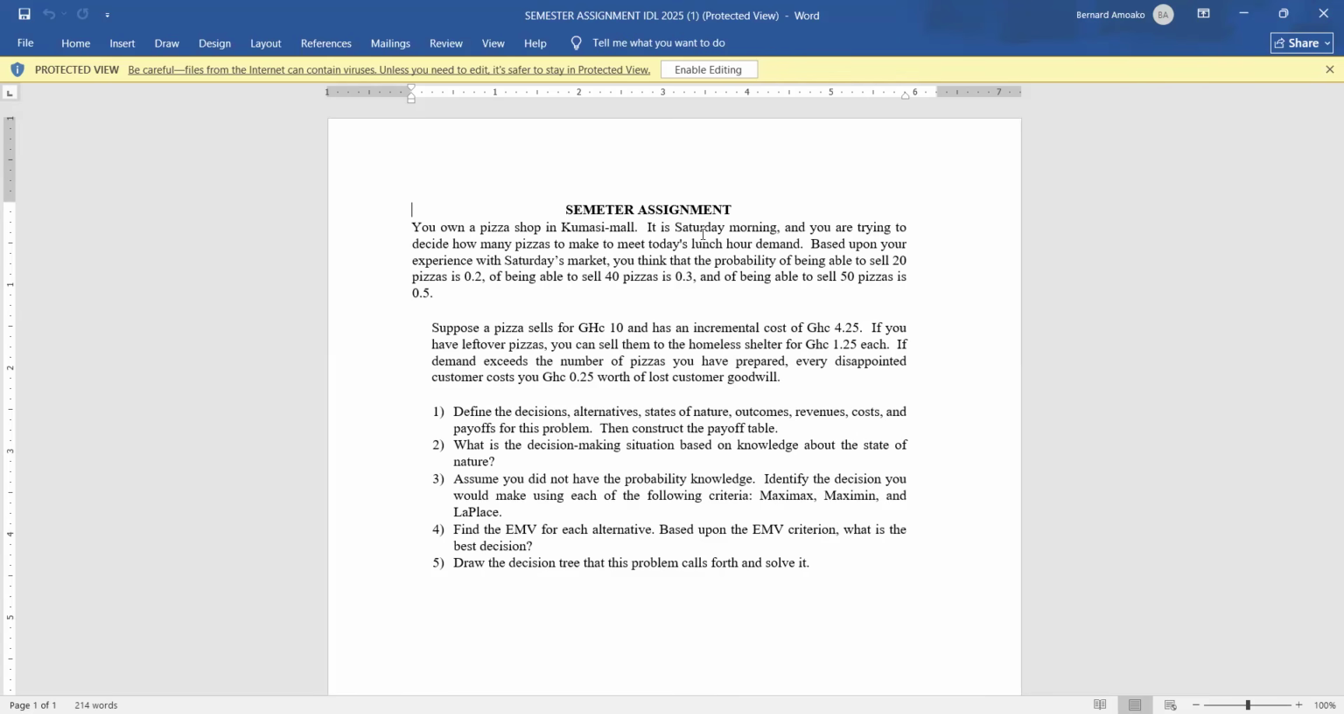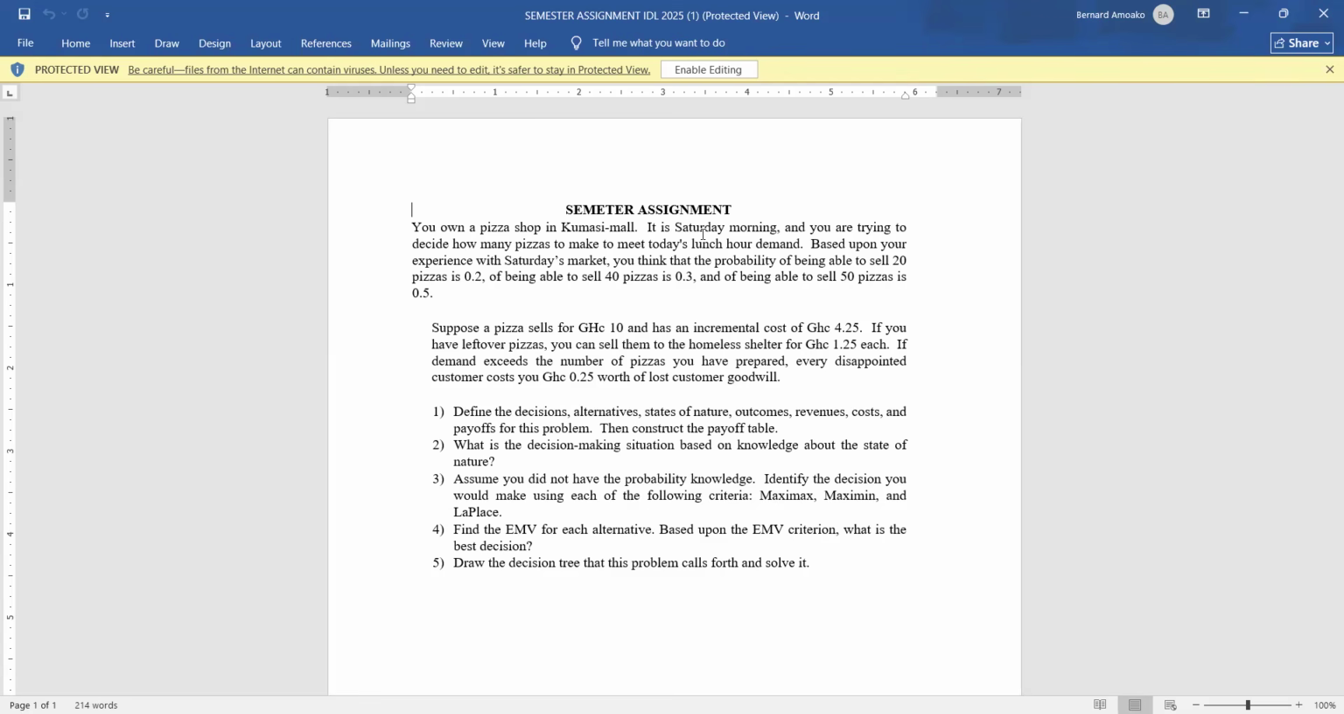You guys will not need the Laplace. The Laplace is meant for management science students and then logistics students. So this is an assignment that was given to the logistics and management students last semester. Whilst you guys are not doing it, they did it in level 300.